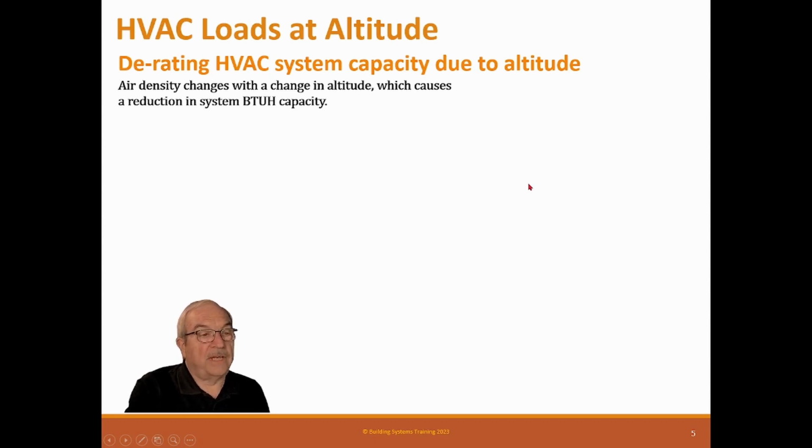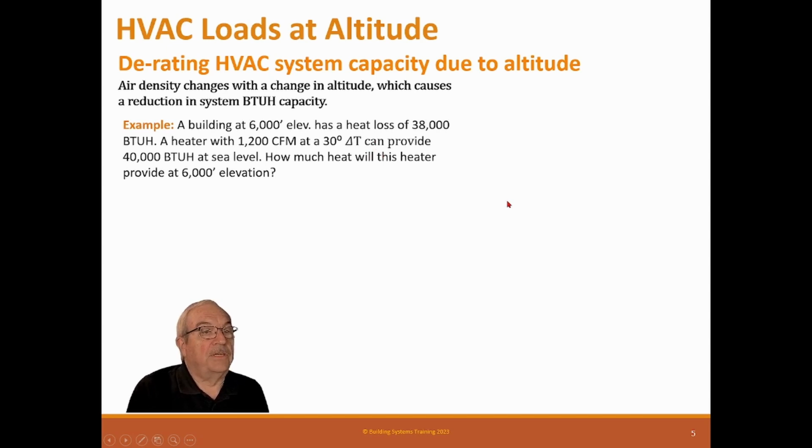So now the second thing you have to talk about is how much it derates a system capacity due to altitude. So we're going to talk about that now. This is a little bit different. A building at 6,000 foot elevation has a heat loss of 38,000 BTU for a heater. The heater with 1,200 CFM at a 30-degree delta T can provide 40,000 BTU at sea level. How much heat will this heater provide at 6,000 feet?